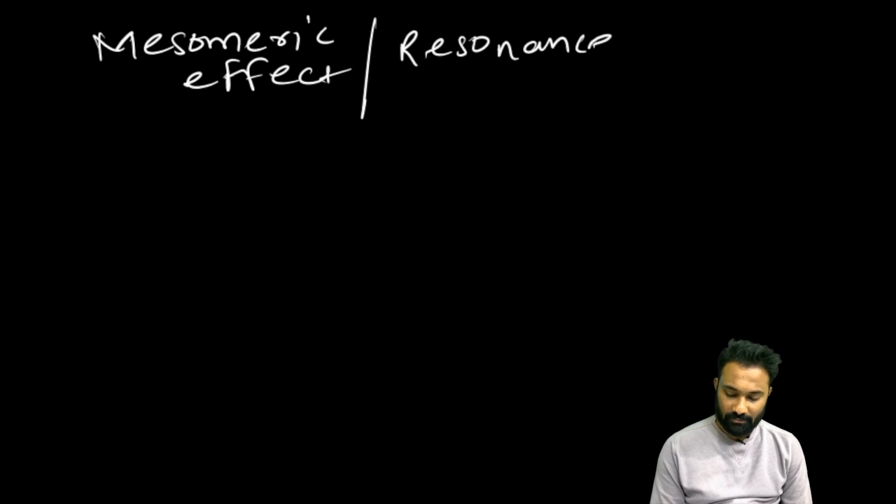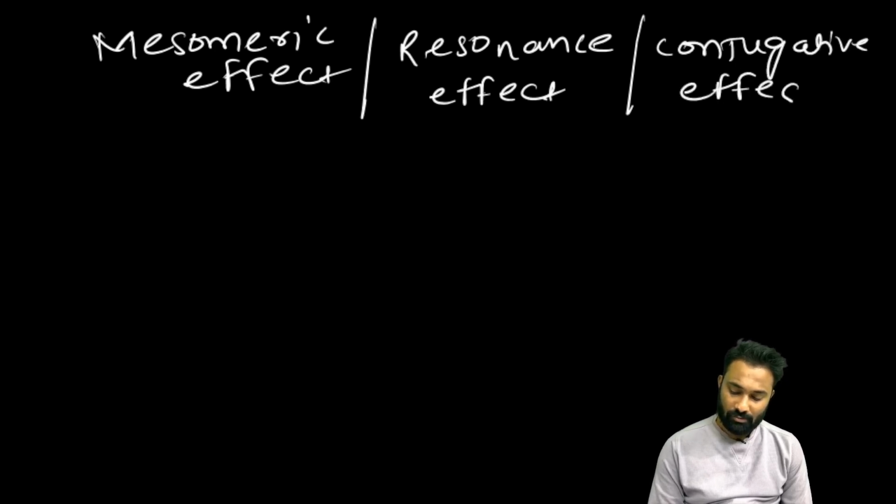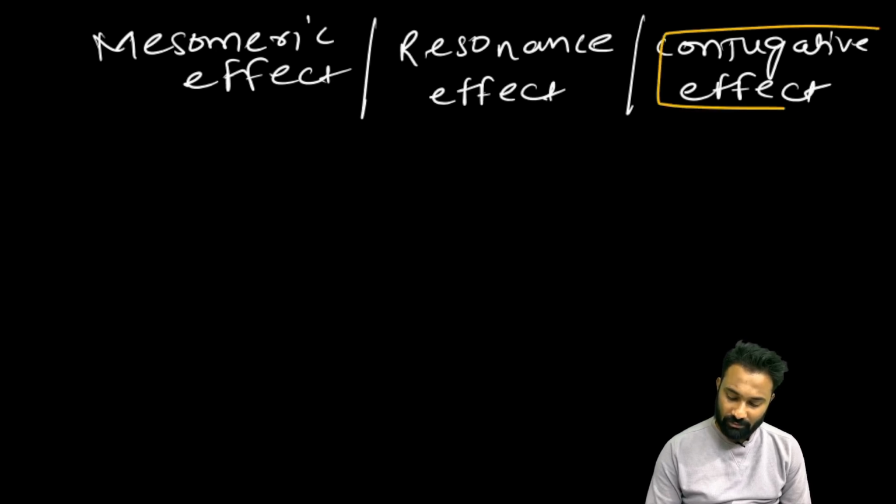Now listen. What is the mesomeric effect, or resonance effect, or next one we are having, the conjugative effect? So what is the mesomeric effect, what is the resonance effect, and what is the conjugative effect? Now we see. Before going to that one, I will explain what is the meaning of the conjugative. Clear? And what is the meaning of the conjugative effect?